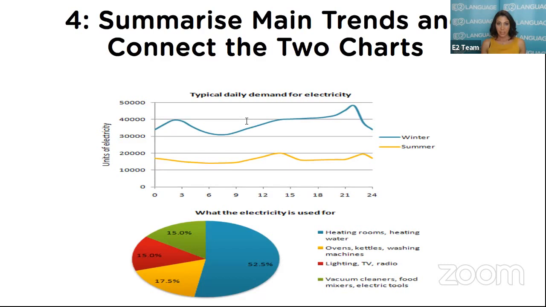So guys, just a tip, in the summary, because there are two charts, there are actually two trends that we need to summarize here.